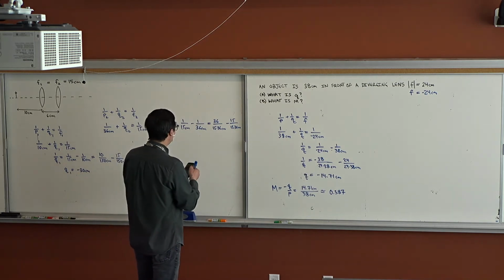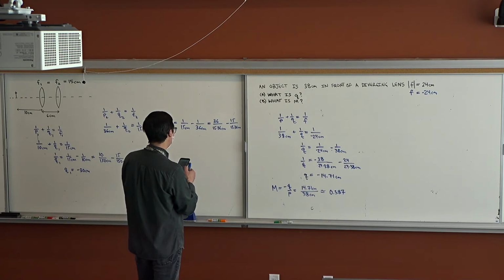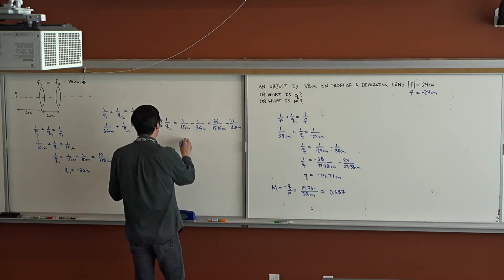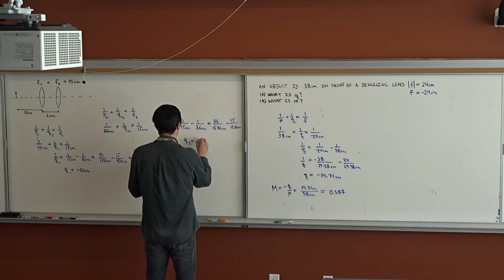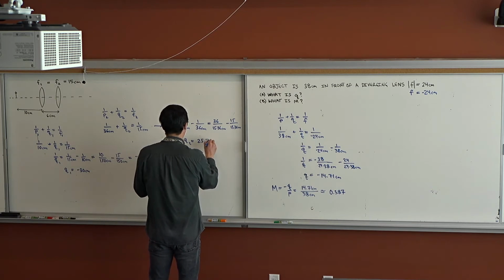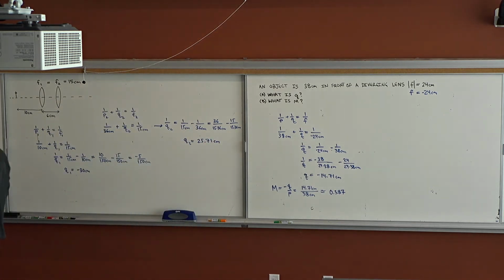And so, what is that? 21 divided by 15 and then divided by 36. So Q2 winds up being 25.71 centimeters. At least that's about what I get.